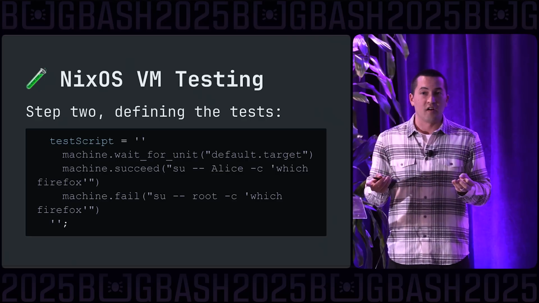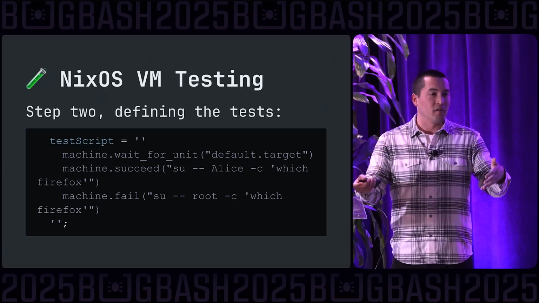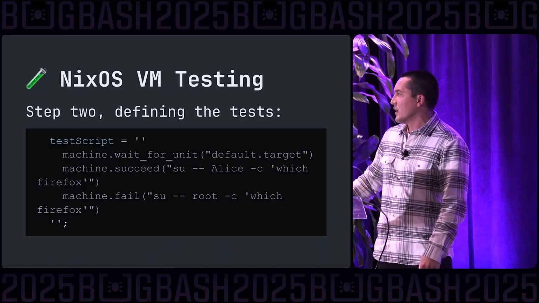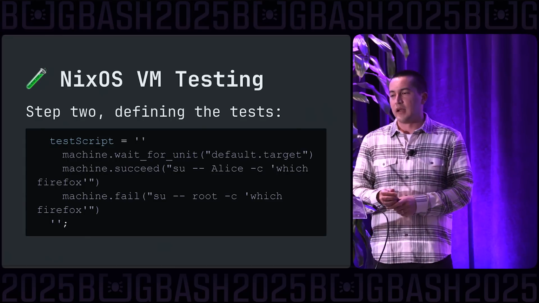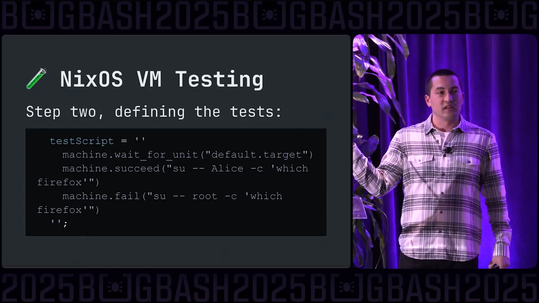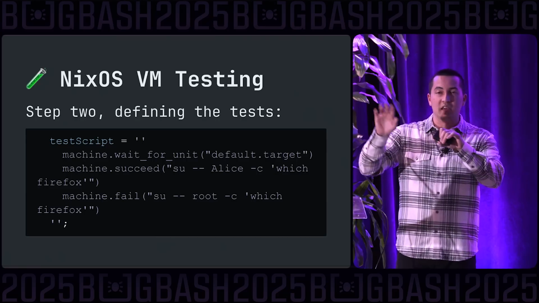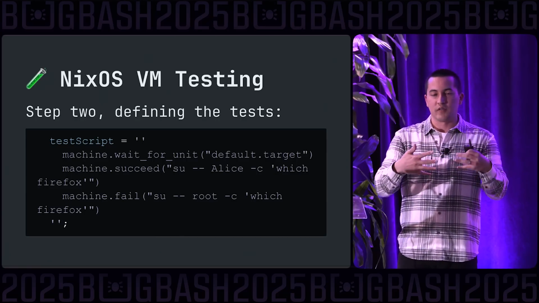Actually, you could even do OCR. You could wait for certain text to appear on the screen, and it just handles that for you. And it's just Python, and one of the things you get out of this is you actually can access a REPL, so you could have the VM and just use the REPL to be playing around with your tests.